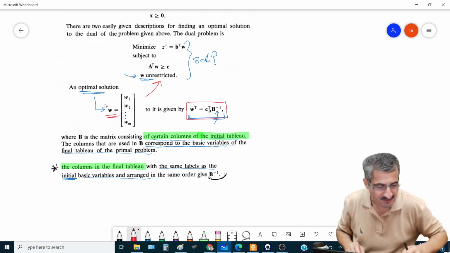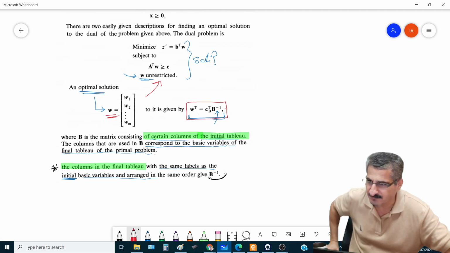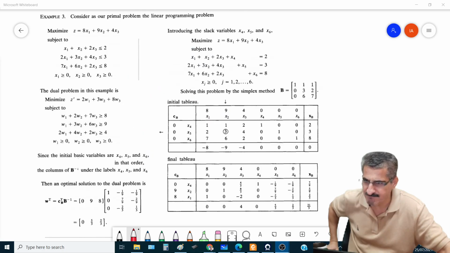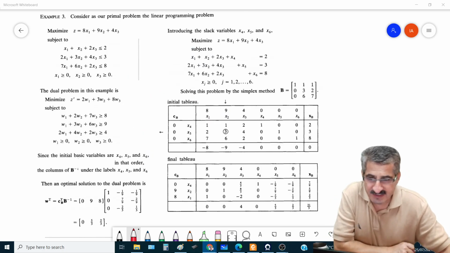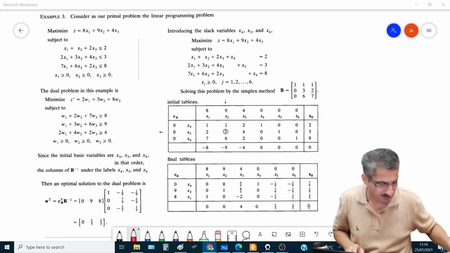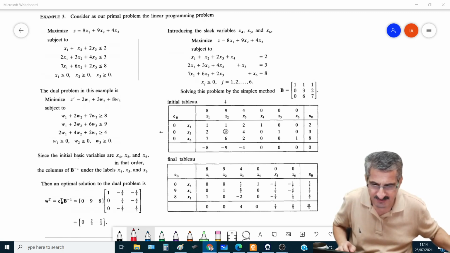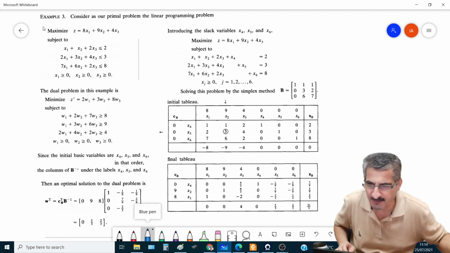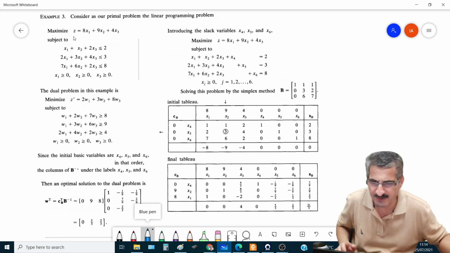Oh, this is easy. So let's do an example. Well, good. This is an example. Consider as our primal problem the linear programming problem. So this is our problem, the linear programming problem. This one here.